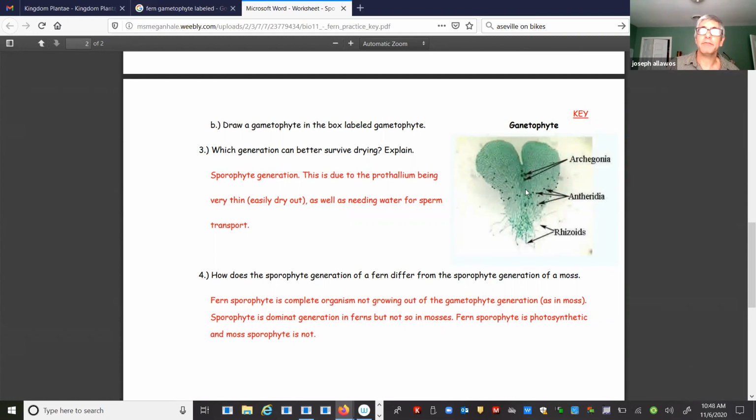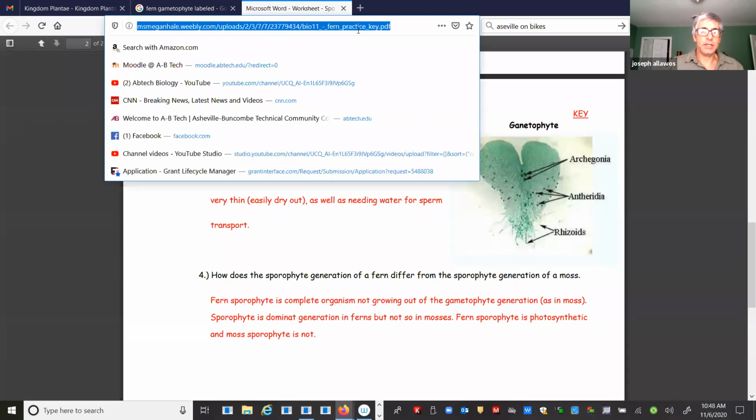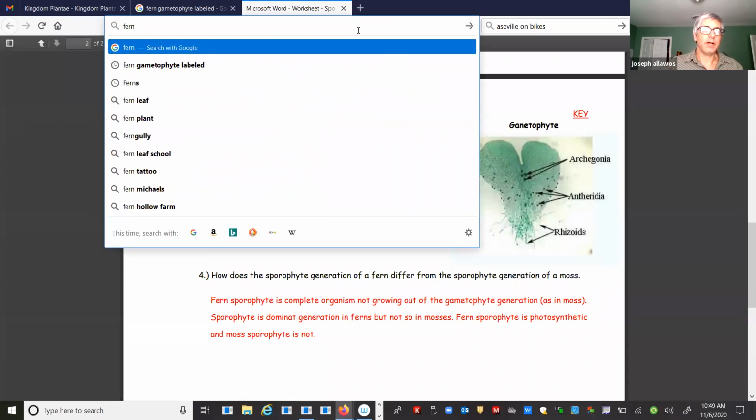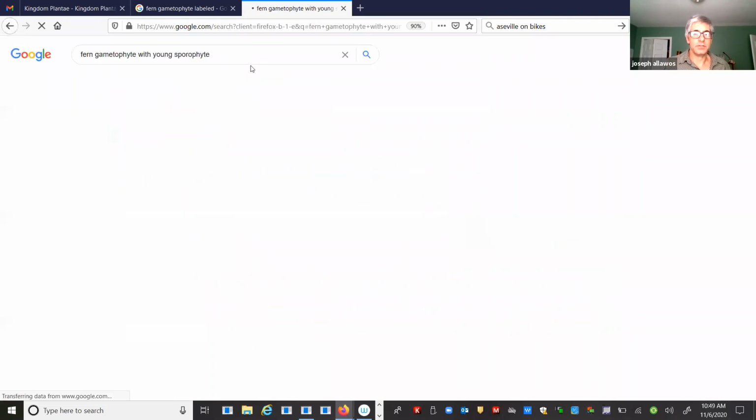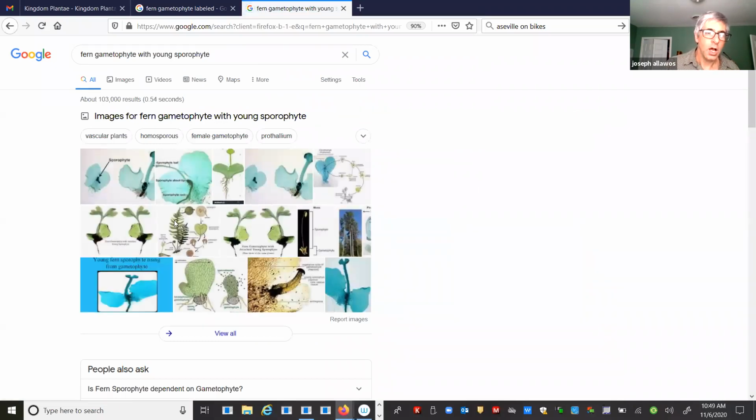To see one in real life in nature is really difficult. You've got to crawl around on your hands and knees looking for it, which is kind of wacky. Let's try fern gametophyte with young sporophyte. That's what I want to show you. This is the cutest little thing in the whole world.